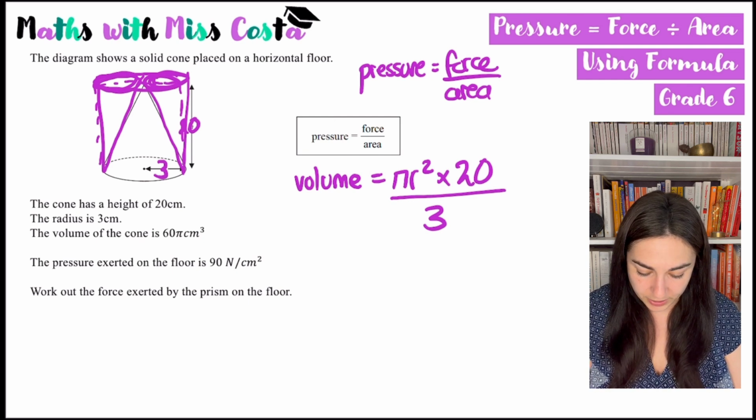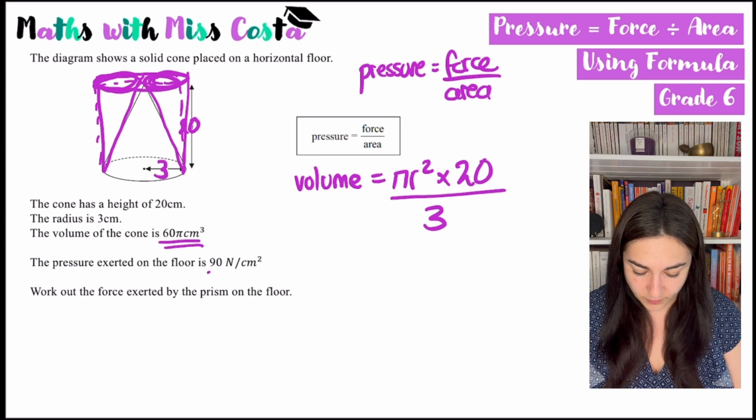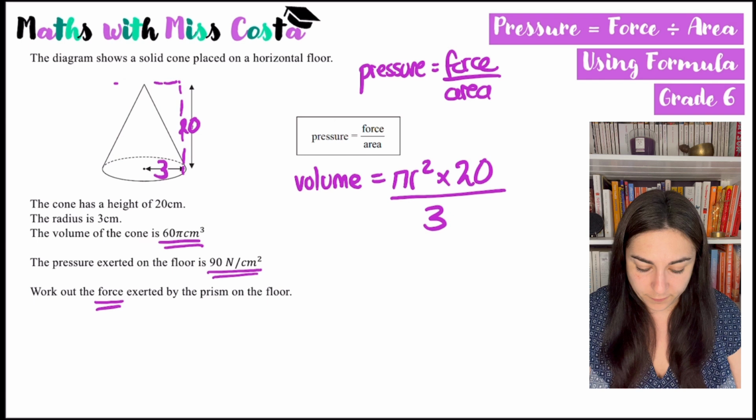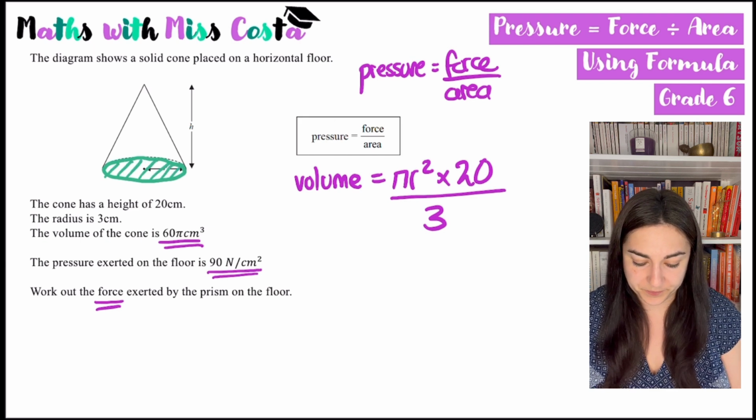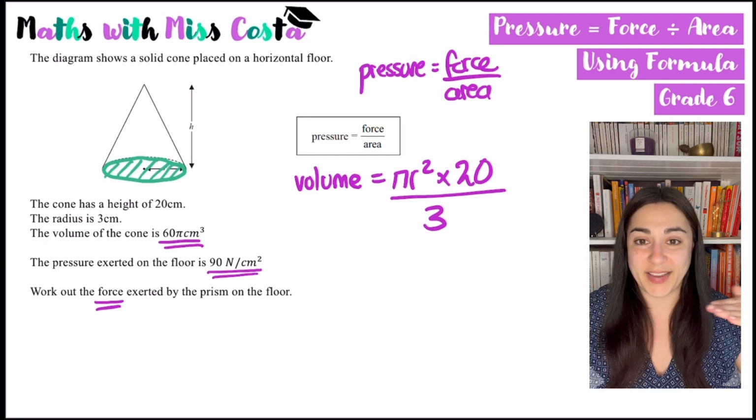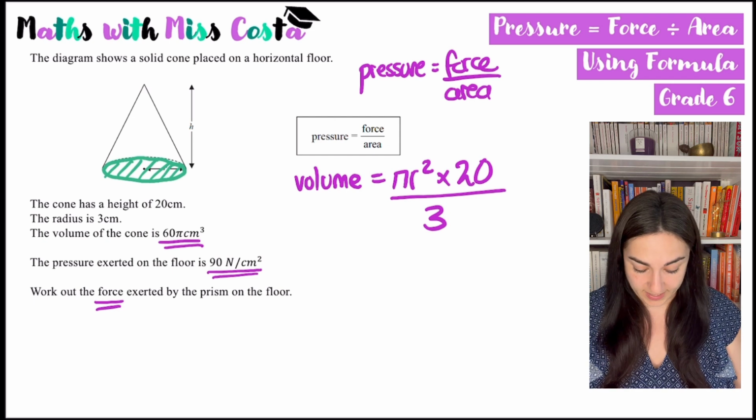So I know that the volume of the cone is 60 pi centimeters cubed. I know the pressure on the floor is 90 newtons, and I need to work out the force. So to work out the force, what I really need is the area of the face that comes into contact with the table, or in this case the floor. So that's all I really need.